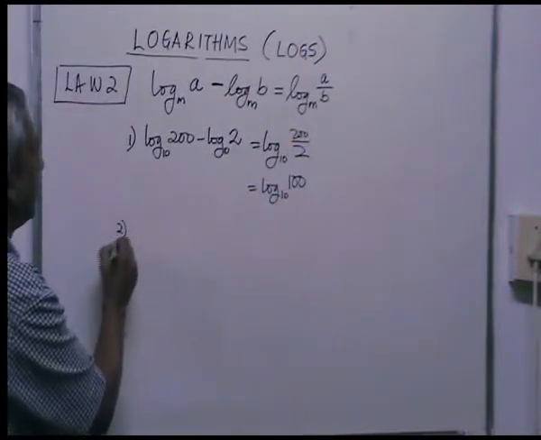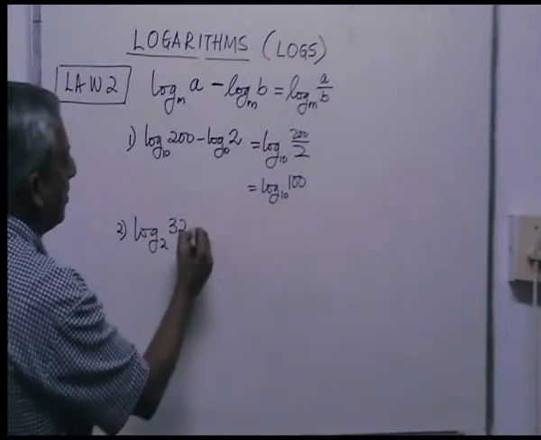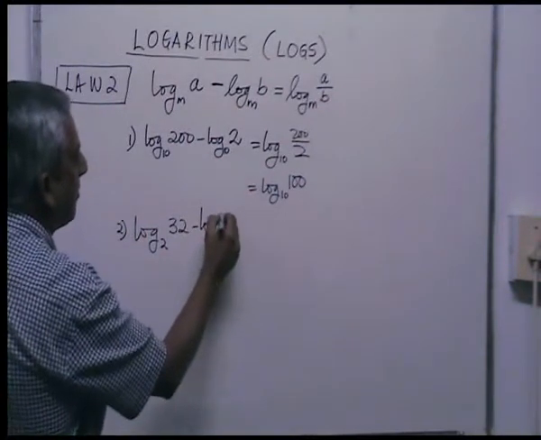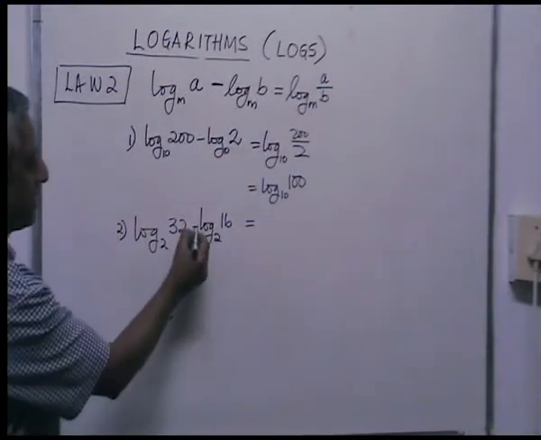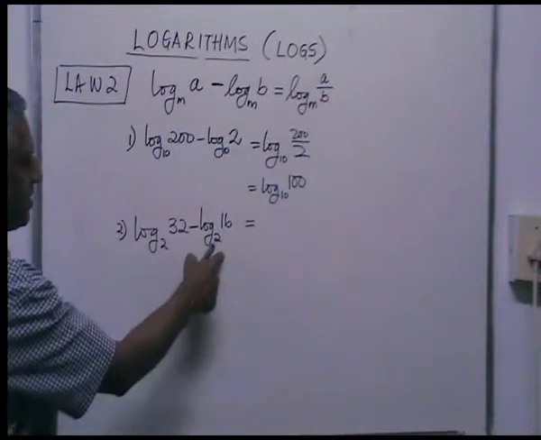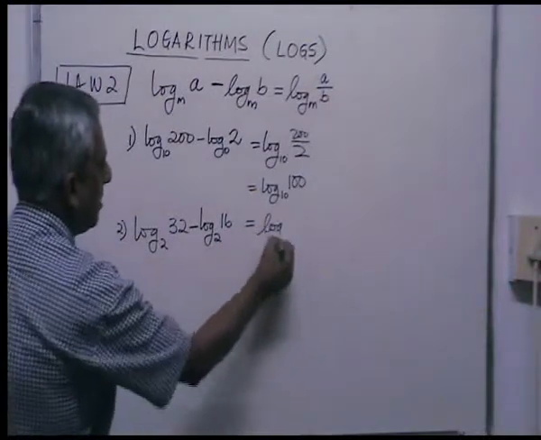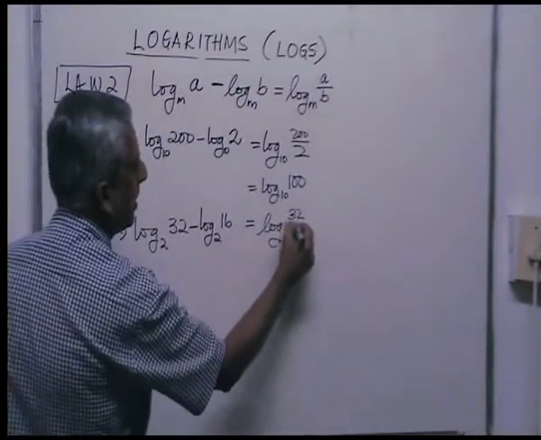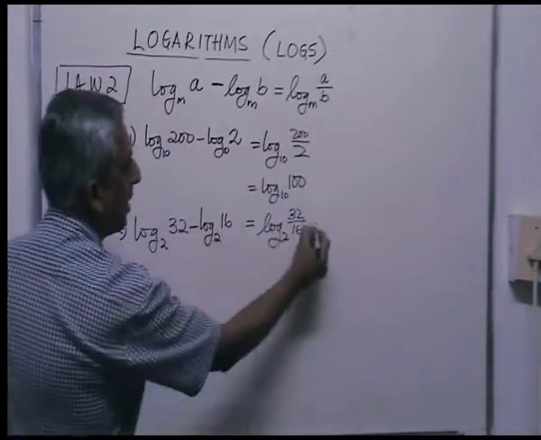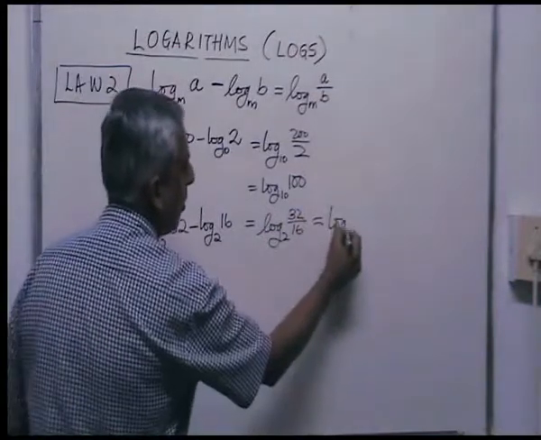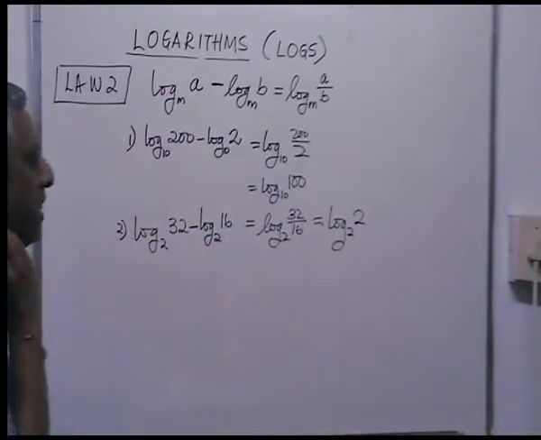Let's do another example, number 2. Log of 32 to the base 2 minus log of 16 to the base 2. Well, two things. Firstly, there's a minus sign and the bases are the same. Therefore, law 2 can be applied. The answer will be log 32 divided by 16. Numerator, denominator to the base 2. And that answer will become log 32 divided by 16 is 2. So it will become log 2 to the base 2.